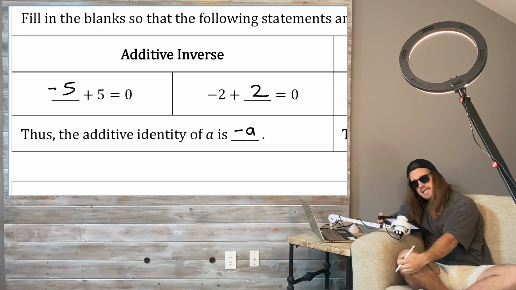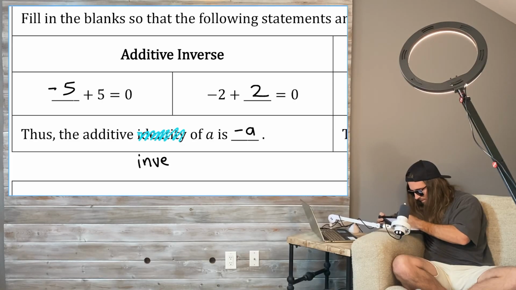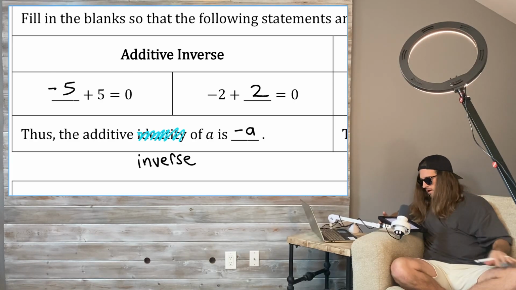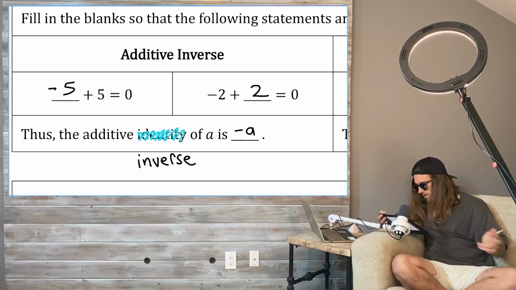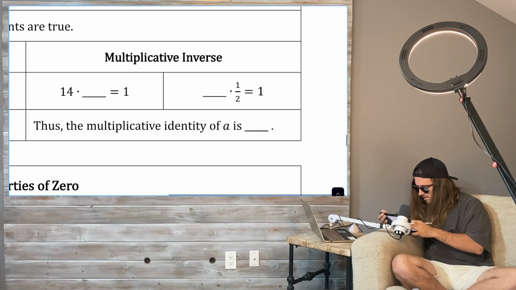Did I say identity? That's the additive inverse, right? No, look at that. That's a typo right there. Well, we're too far into this video. I am not starting over. So that should have said the additive inverse. There we go. I got it right on this side.